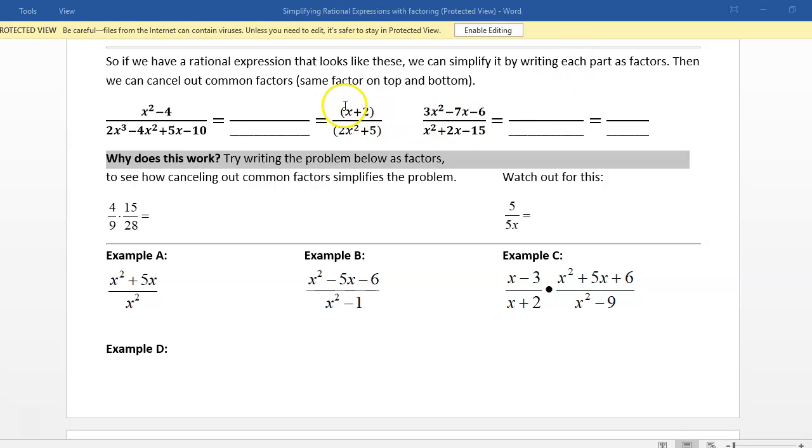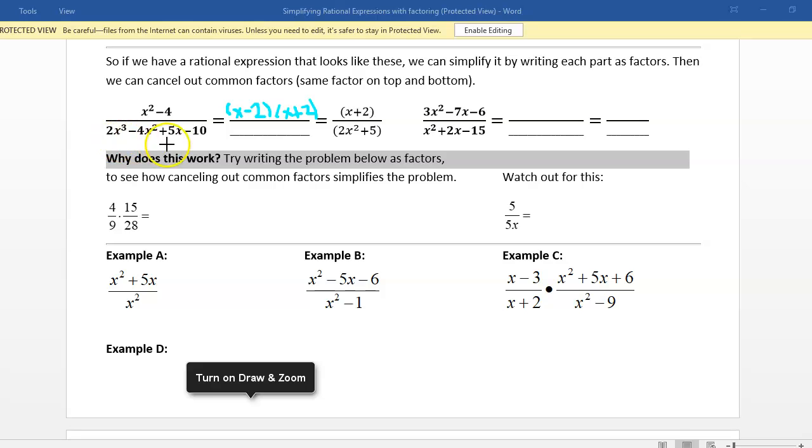Let's look at this example that they give us. We have x squared minus 4 over 2x cubed minus 4x squared plus 5x minus 10. They tell me to simplify the rational expression. I'm first going to factor the numerator using my difference of squares method, which is x minus 2 times x plus 2. In the denominator, I do the same thing.